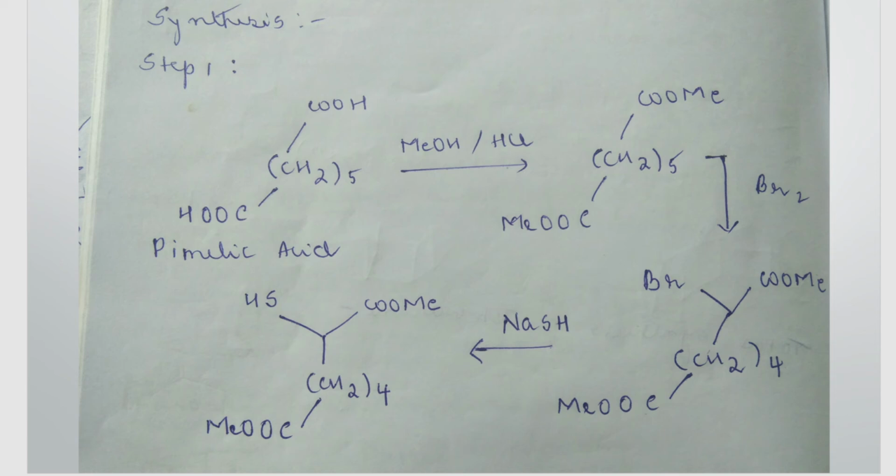Next, you are treating it with sodium hydrosulfide. Okay, so this is your sodium hydrosulfide. When you are treating it with sodium hydrosulfide, what happens here? This bromine will get replaced by the hydrosulfide group. Okay, so the SH group will replace the bromine here.